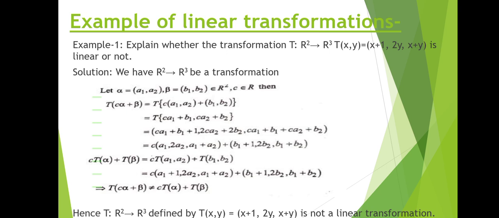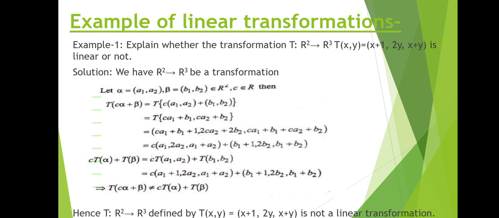Now what is an example of linear transformations? The first example is: explain whether the transformation T from R² to R³, T(x, y) = (x + 1, 2y, x + y), is linear or not. Now we prove it. We have R² to R³ as a transformation. This is given in the question. So let α = (a1, a2), β = (b1, b2) belong to R², and c belongs to R.